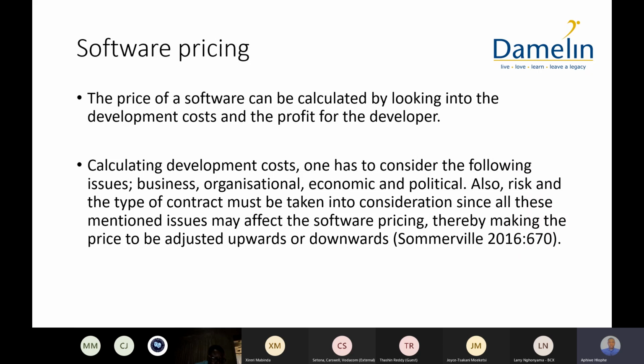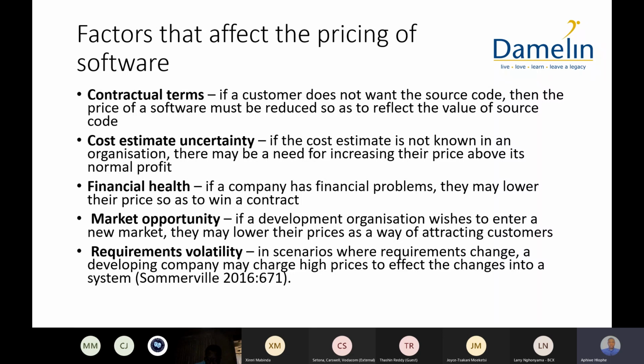And they say calculating development costs, one has to consider the following issues: business, organizational, economical, and political. Also risk and type of contract must be taken into consideration, since all these mentioned issues may affect the software pricing, thereby making the price adjusted upwards or downwards. Okay, and there are other factors as well that affect the pricing of software. Okay, one such example is contractual agreement or terms.